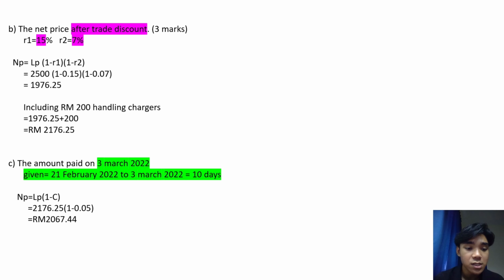So for the last question, the amount paid on 3 March 2022 given 21 February 2022 to 3 March 2022. The total is 10 days, so we use 5/10, so we get 5%, and then we use NP equals LP bracket 1 minus C bracket, and then our LP is RM2,176.25, and then bracket 1 minus 0.05 bracket. After we calculate it, we will get RM2,067.44.